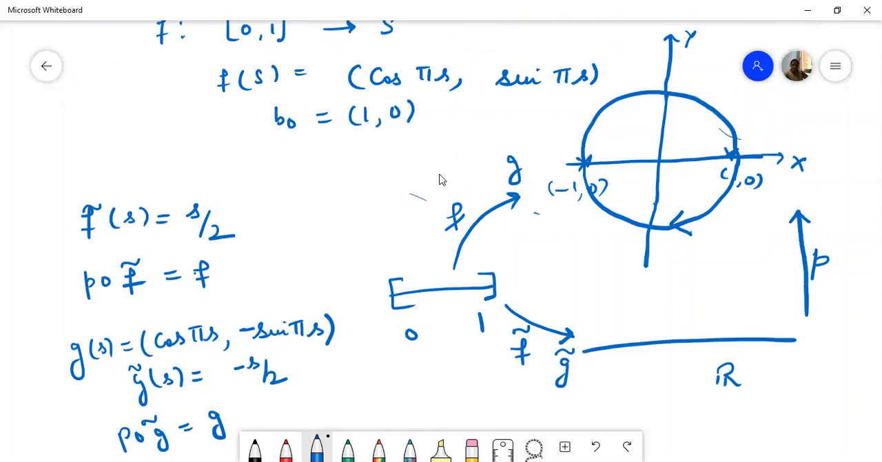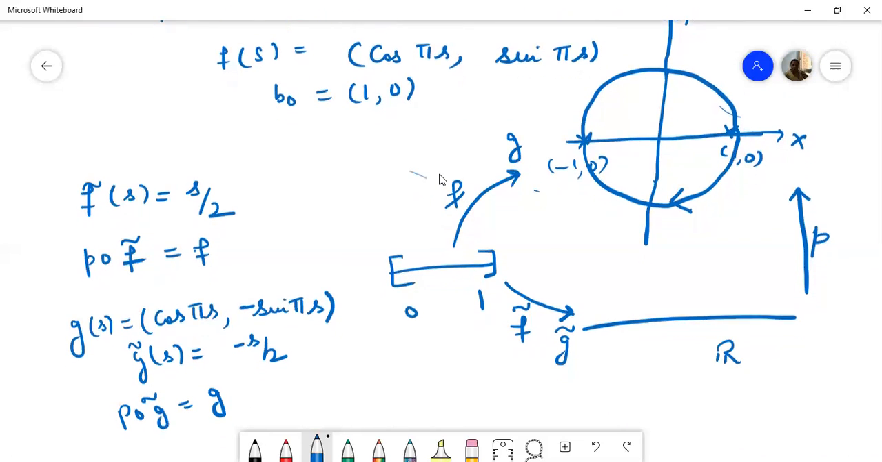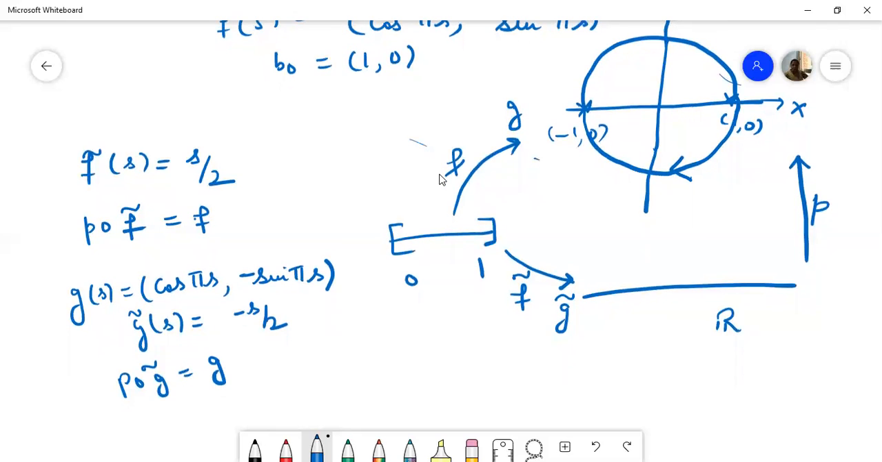Now similarly, let us take one other example. Let us take H, another path, which is defined by cos 4πs, sin 4πs. This means the path again starts from point (1, 0), goes along this curve twice, and again ends at point (1, 0): cos 4πs, sin 4πs.